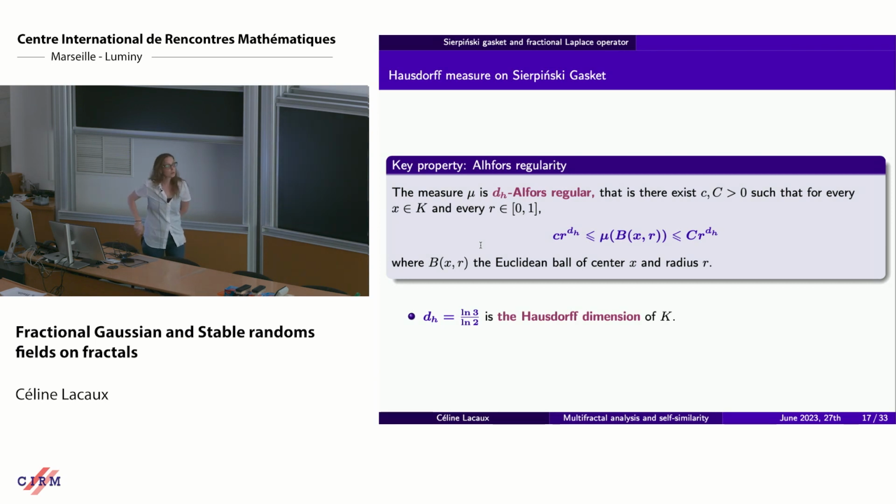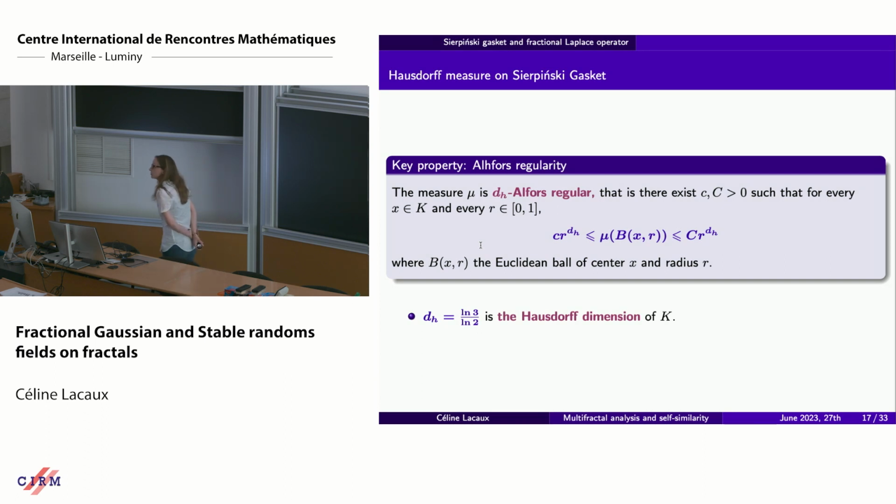Okay? So the mass of a ball is of the same size as the radius r to the power d_H. And that will be important, and you will see that in the sample path smoothness, d_H will appear. Okay, so I have the Sierpinski gasket, I have the Hausdorff measure.